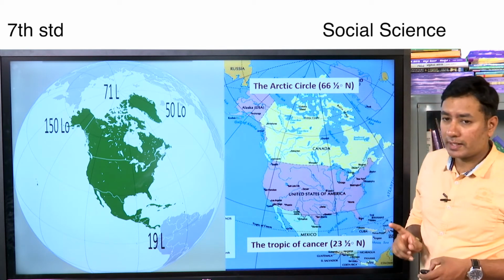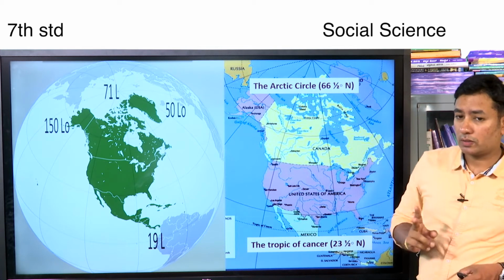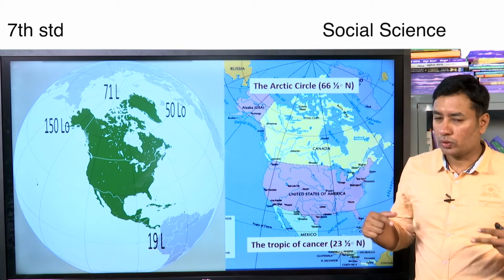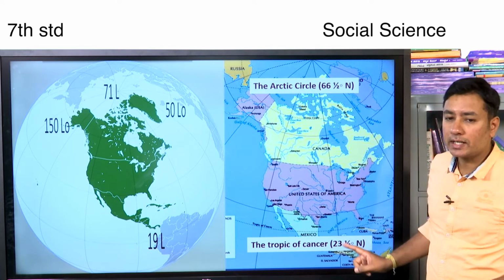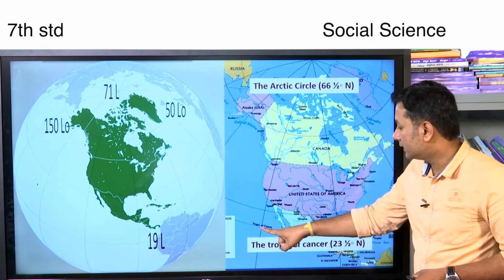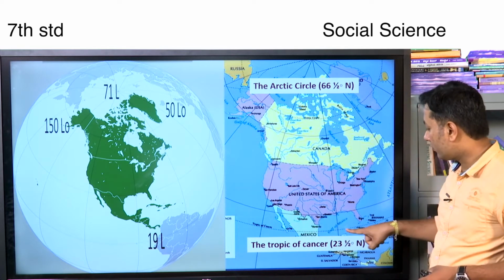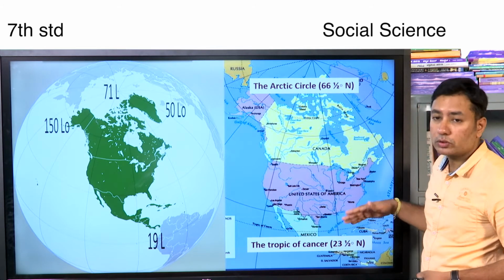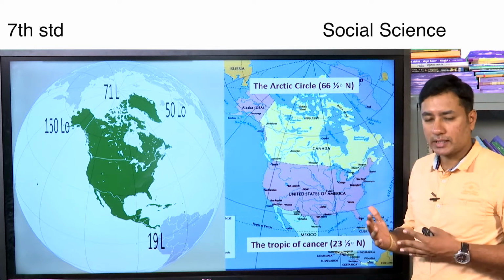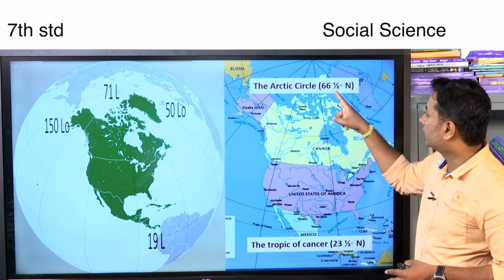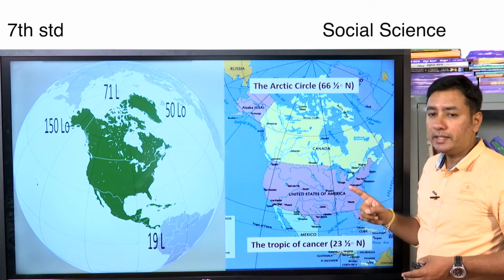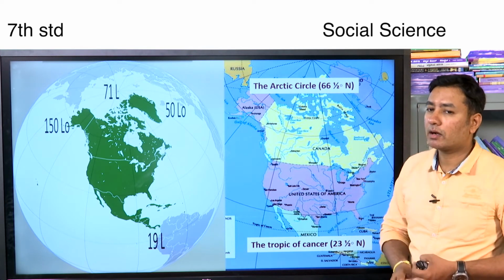In the North American continent, two very important circles pass through. Which are those? The first one is the 23 and a half, the Tropic of Cancer. You can see that the Tropic of Cancer is passing through the North American continent. One more very important circle of the earth is 66 and a half north, that is the Arctic Circle, which also passes through the North American continent.